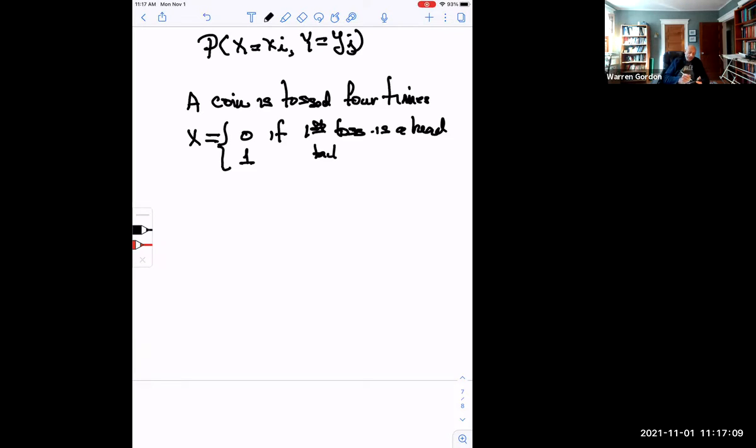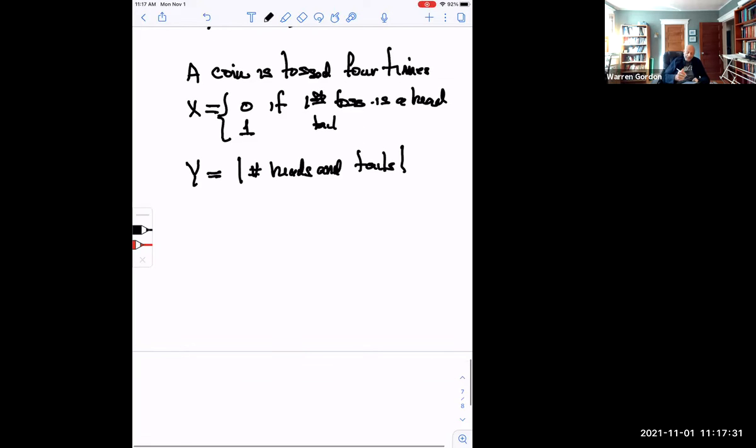And I'm going to define the second random variable y to be the absolute value of the difference between the number of heads and tails. So let me look at the sample space first to make sure we understand what's happening here. So if I toss a coin 4 times, what could happen?